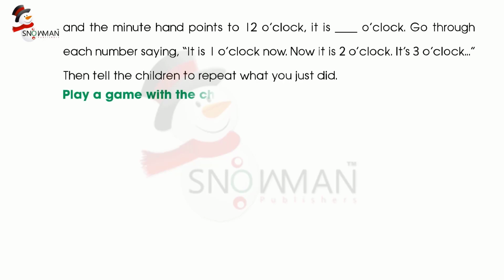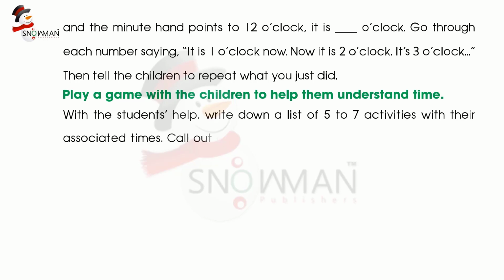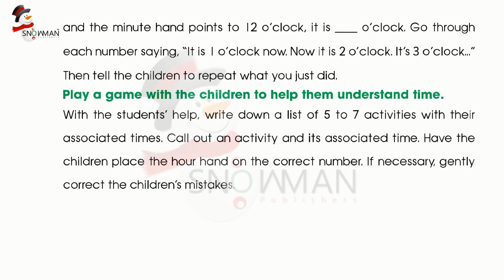Play a game with the children to help them understand time. With the students, help write down a list of 5 to 7 activities with their associated times. Call out an activity and its associated time. Have the children place an hour hand on the correct number. If necessary, gently correct the children's mistakes.